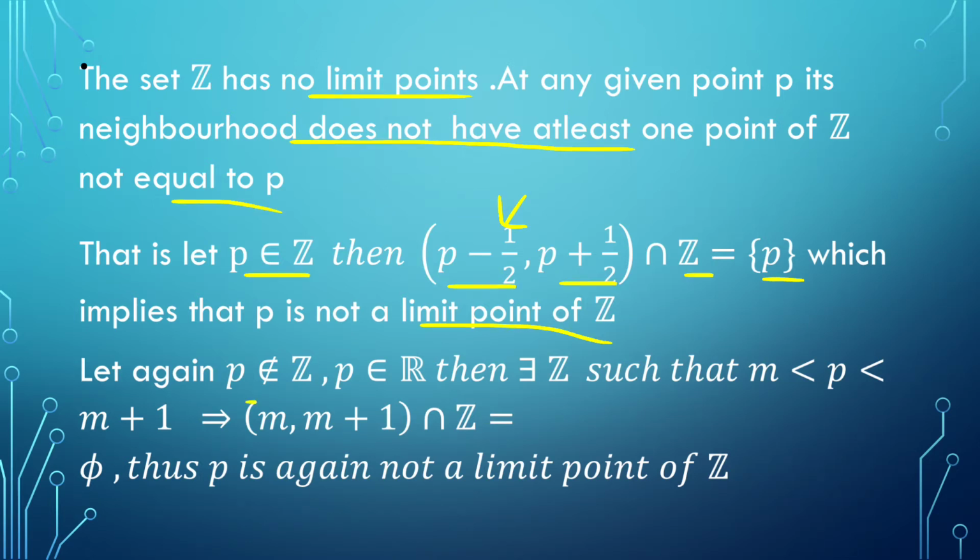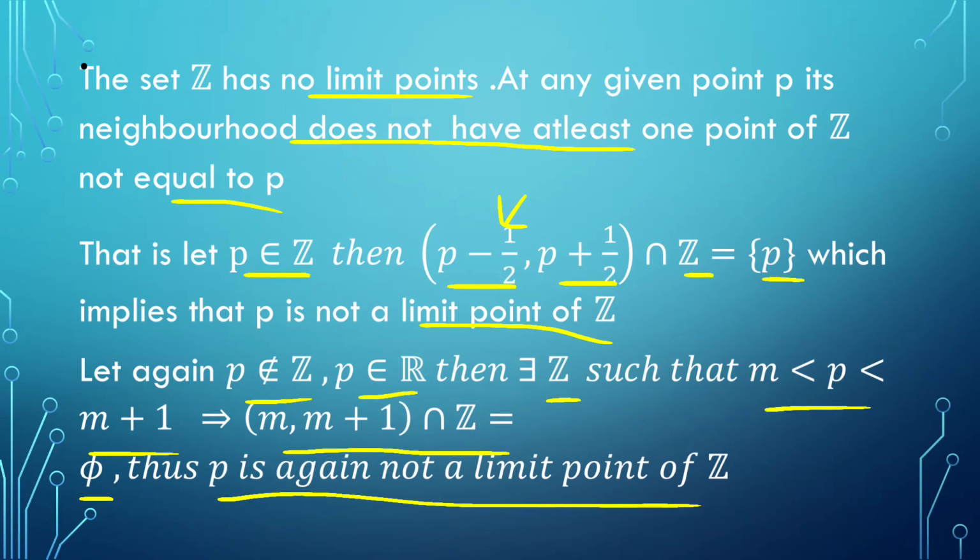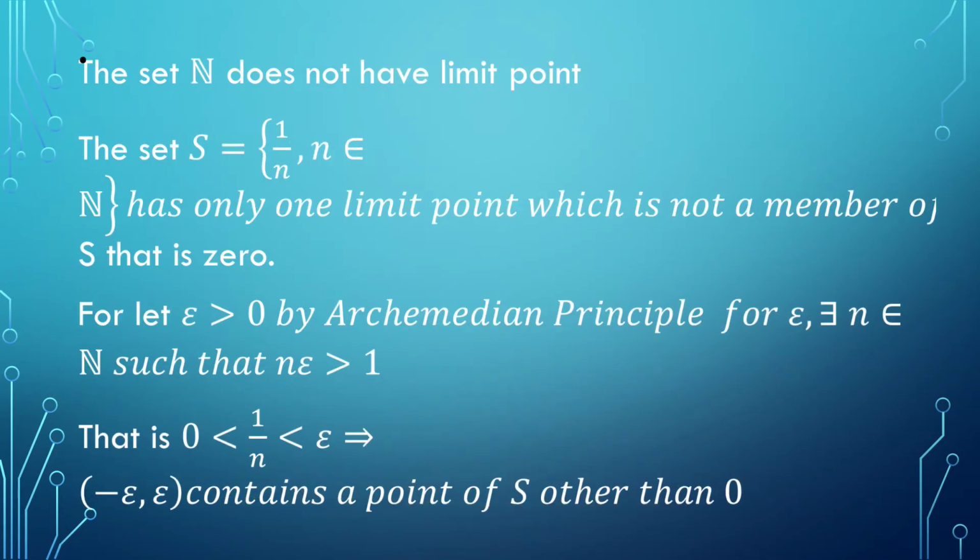Again, if we let P not be an integer, and we let it be a member of the real set, then you'll find that there exists a given integer such that it will lie in between, so that if you take the intersection of that, you'll find that it is empty, and that clarifies that P is not a limit point of Z.